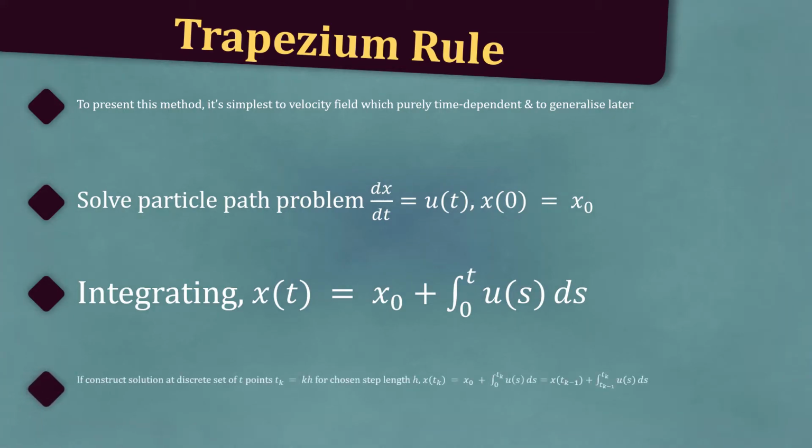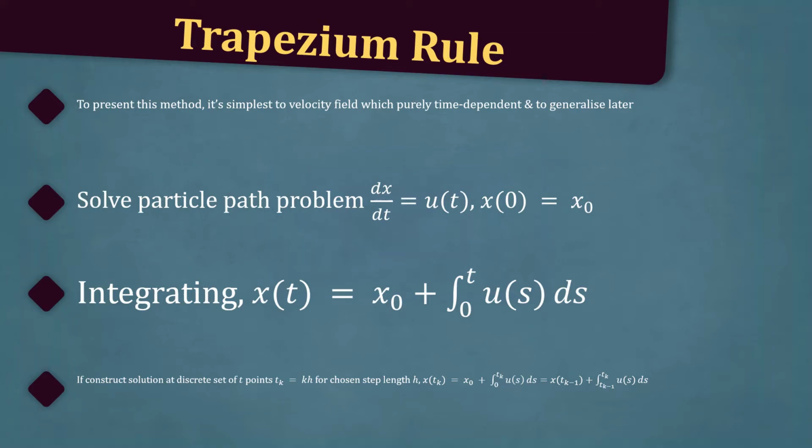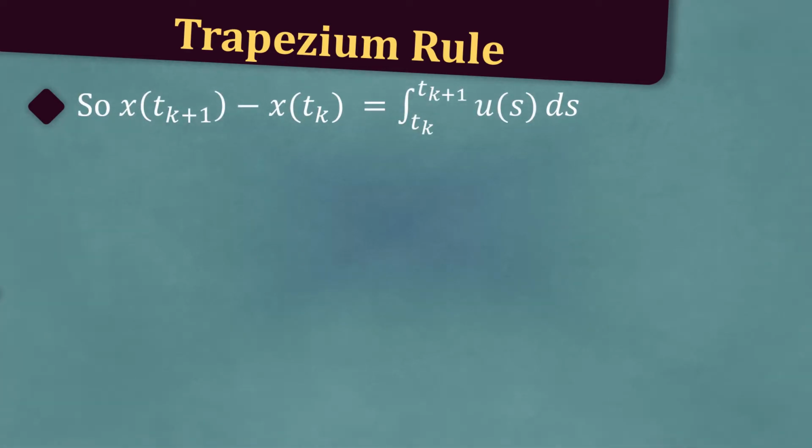If we construct a solution at the discrete set of t points tk equals kh, for chosen step length h, we then have that x of tk is equal to x naught plus the integral from 0 to tk of u of s ds, which is equal to x of tk-1 plus the integral from tk-1 to tk of u of s ds. Therefore, x of tk+1 minus x of tk is equal to the integral from tk to tk+1 of u of s ds.